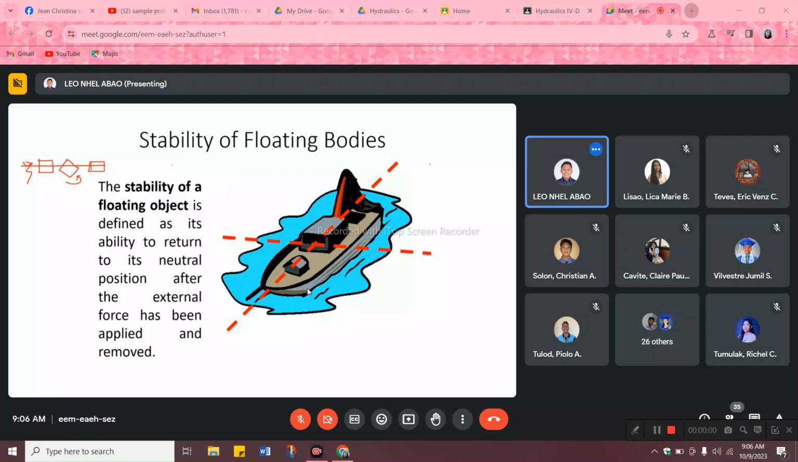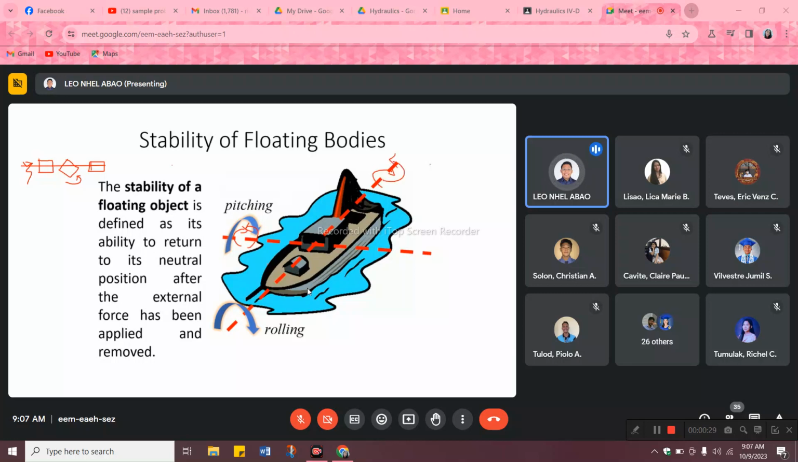Along its transverse axis, the ship experiences pitching. The ship wobbles in that direction, or it could be in the other direction. That is pitching, along its transverse axis. Along its longitudinal axis, that is what we call rolling. So the boat can tilt to one side or the other.